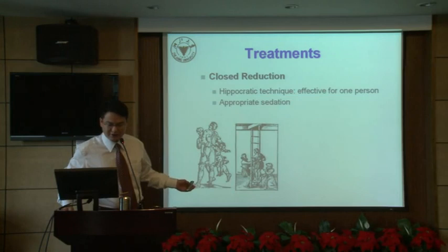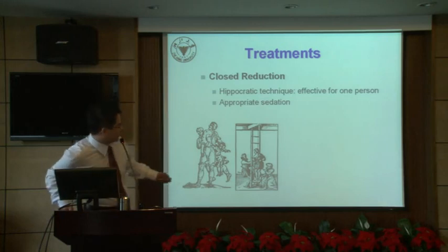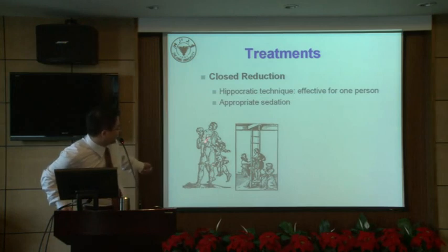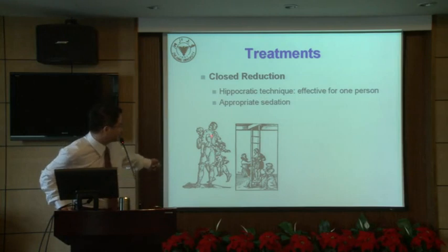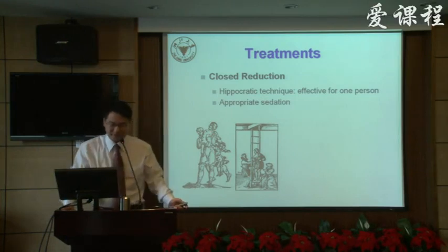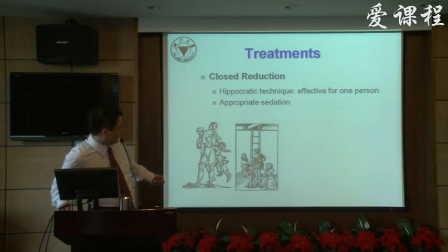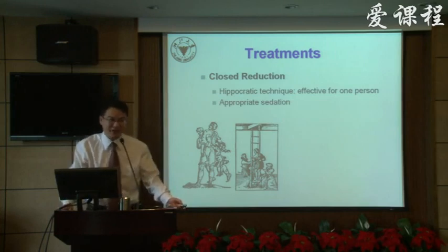Here are some very old maneuvers to reduce a dislocated shoulder. For example, in this case, a very tall and strong man tries to hold the patient in this way and uses the patient's gravity to reduce the dislocated shoulder. If the weight is not enough, they use another person to drag the patient down. Here's another funny way to reduce a dislocated shoulder. Use a ladder. Let the shoulder cross over the ladder, and this guy will take out this bench, using the gravity of the patient to reduce the dislocated shoulder.